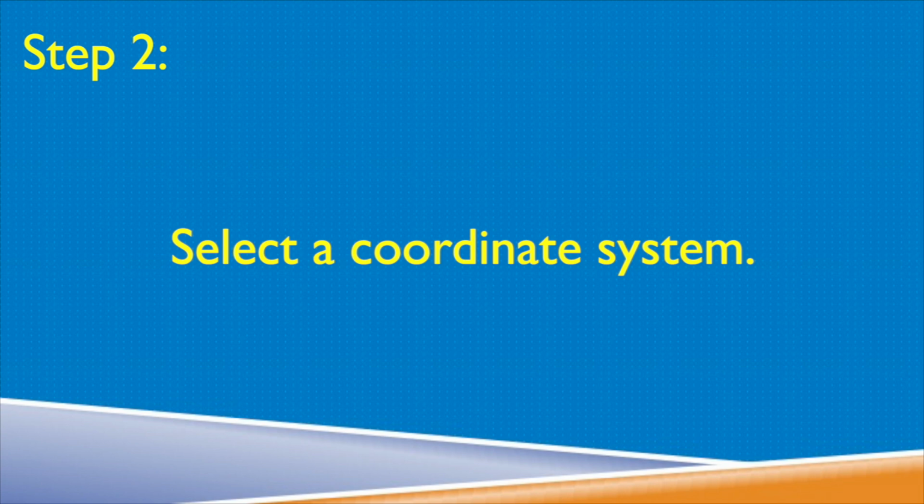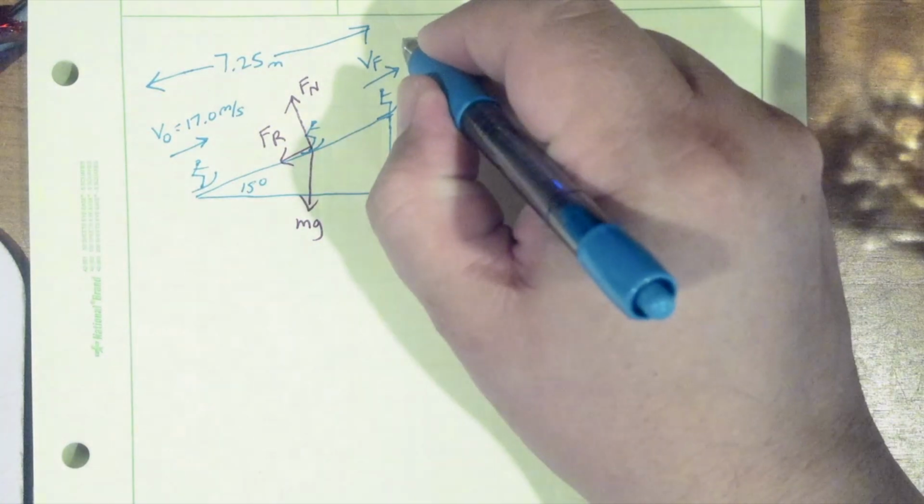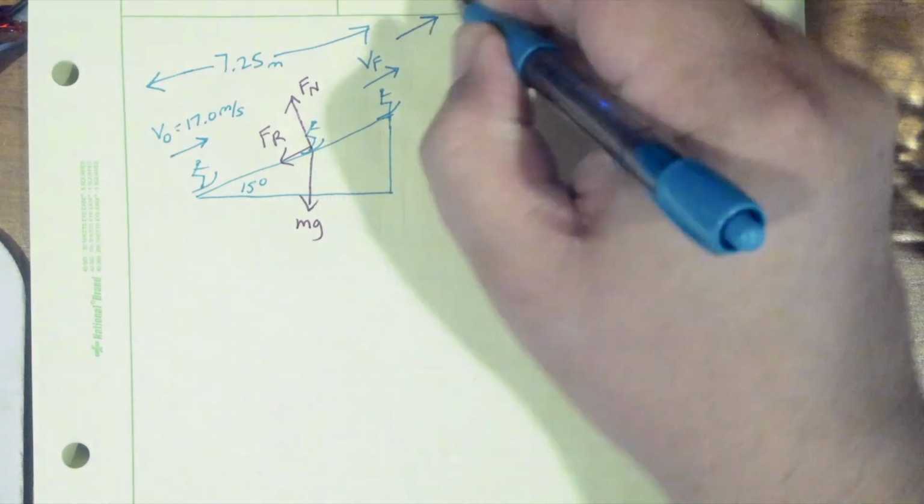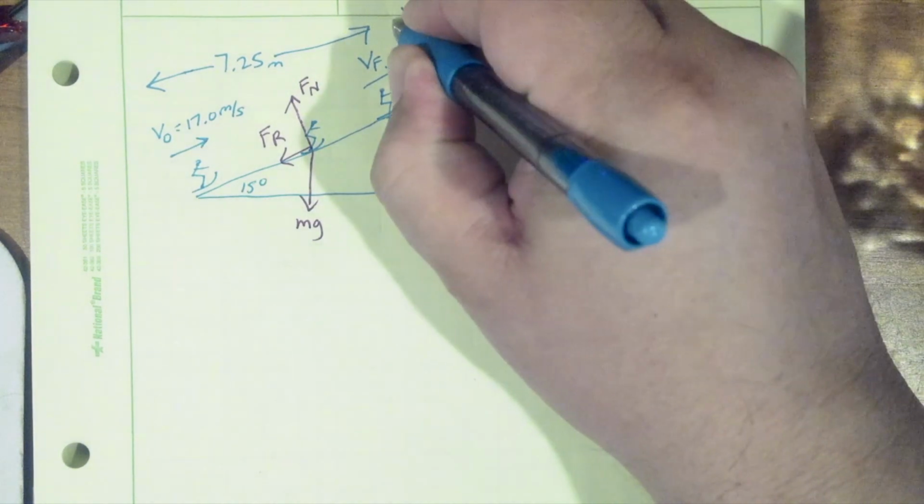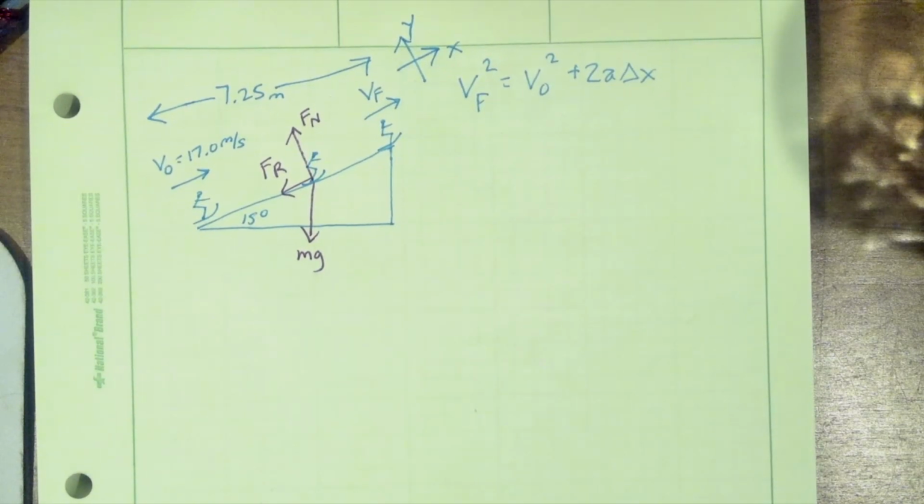Next, step 2, we choose a coordinate system. And as we have done in the past with inclined surfaces, we're going to define the x and y axes a little bit differently by saying that the x-axis is parallel to the ramp, so the positive x direction is up the ramp, and the y direction is perpendicular to that, so the y direction is perpendicular to the ramp. By twisting the coordinate system like that, it's going to save us a lot of trouble.